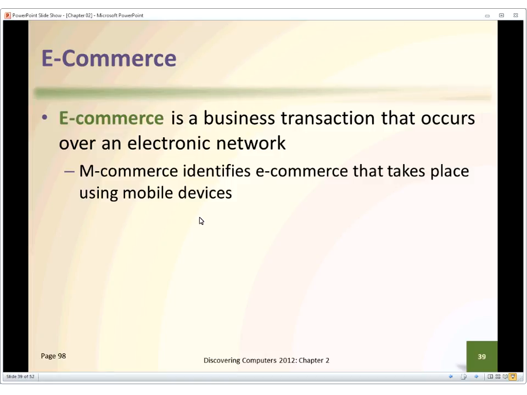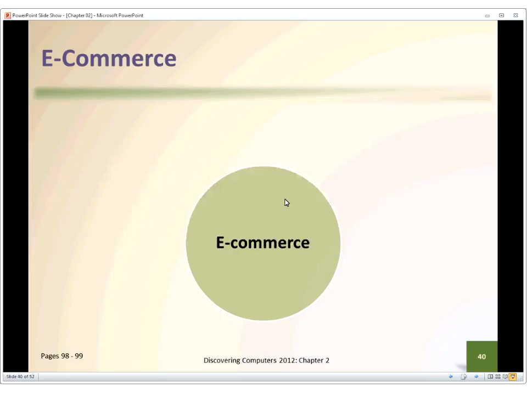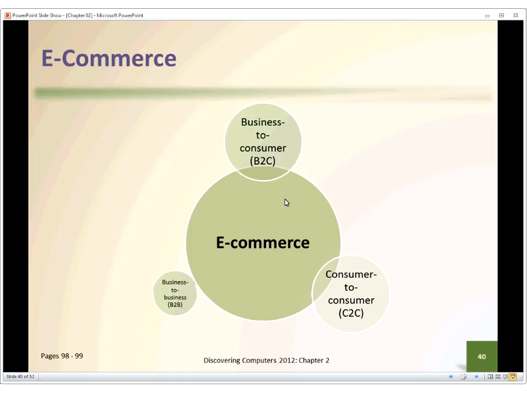E-commerce, like commerce, the buying and selling of goods, is done over an electronic network. M-commerce identifies e-commerce that takes place using mobile devices, so you can actually make those purchases using your smartphone as well. So there's a couple of different types of e-commerce that are discussed by the authors and probably will show up on the little quiz too. So there's business to consumer. So that's Amazon.com selling you your textbooks or anything else for that matter. There's consumer to consumer. If you're on Craigslist or eBay, you can sell things that you don't need anymore that someone else may want. Or there's business to business, B2B.